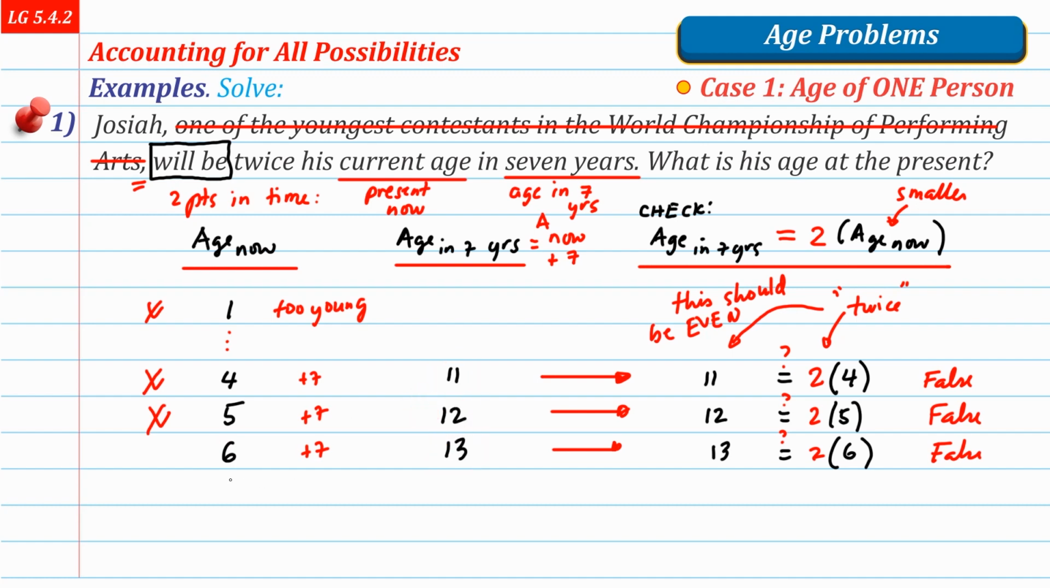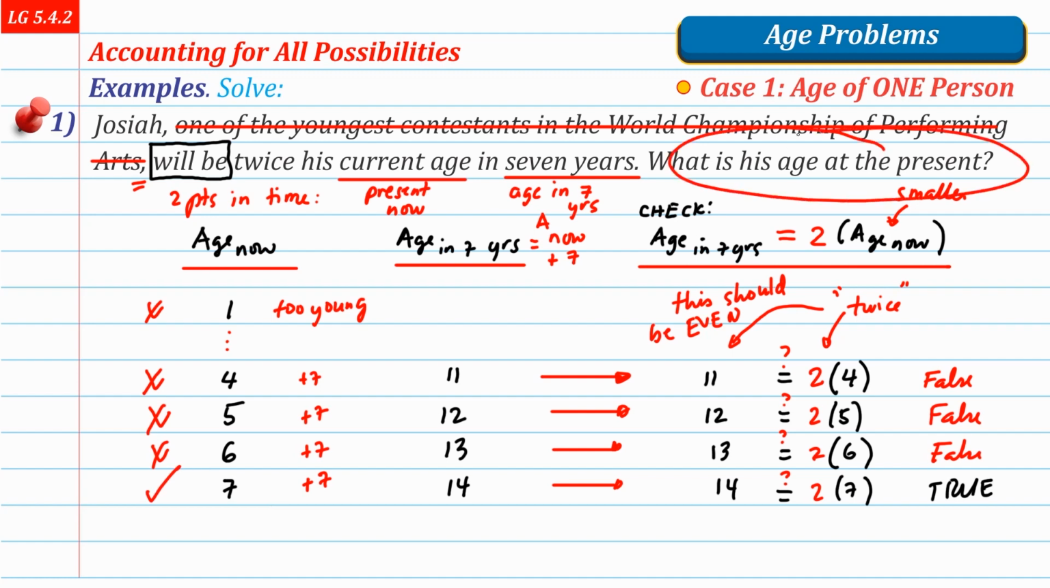Okay, fine. Siguro sana ito na, ha? Kasi kapag nag-plus 7 ka dito, nag-plus 7 ka, 14. Ay, even. Okay. Yan na, siguro yan. 14. Is 14 equal to twice 7? Yes! Okay, so this is our correct option. But wag kang mag-excited. What is his age at present?